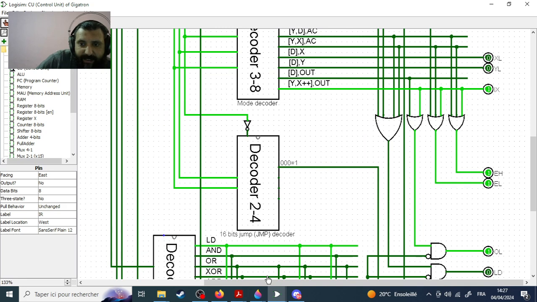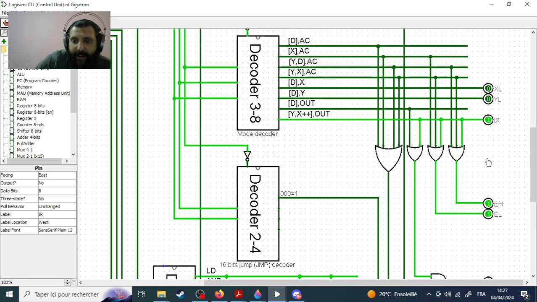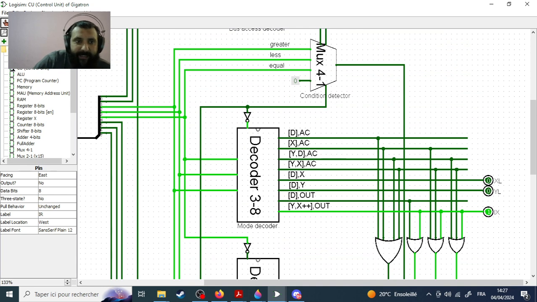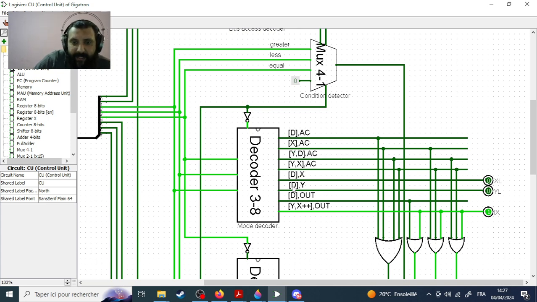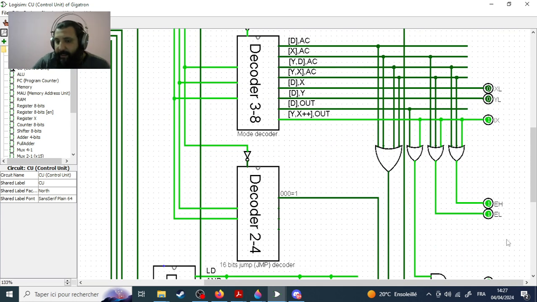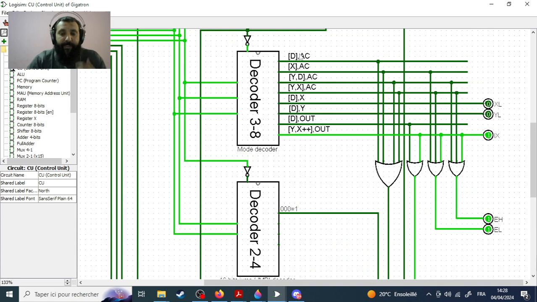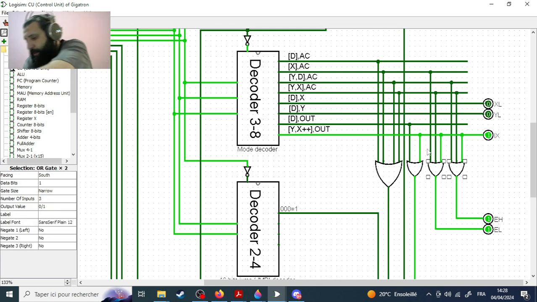That means that these two are controlled by the right part of the mode, between the brackets: DX, YD, YX, DDD, and YX++. These two guys are activated by the left part of the mode, and they are controlled by two simple gates. We have OR gates.